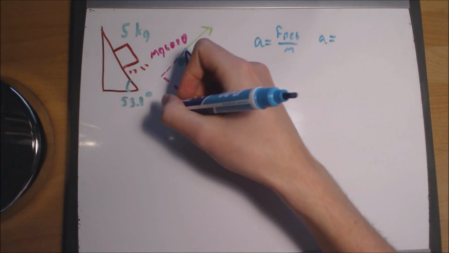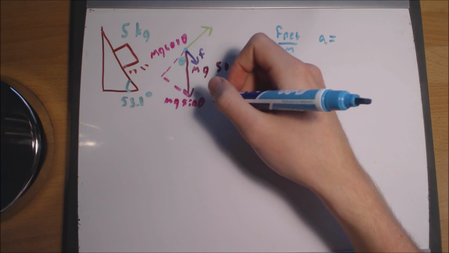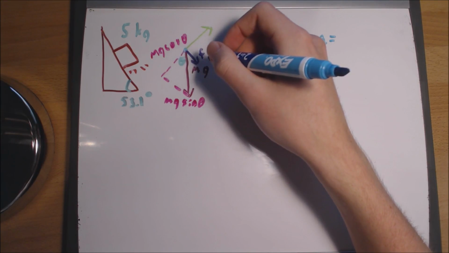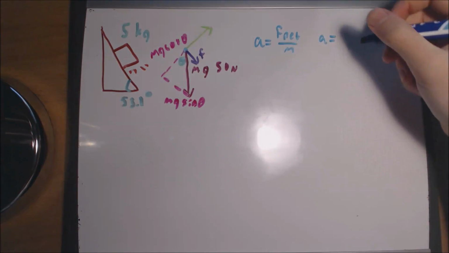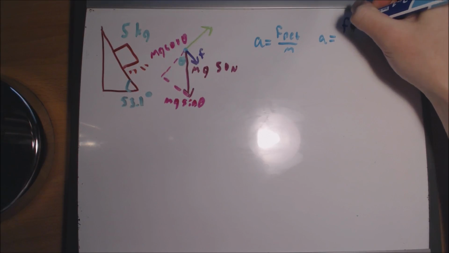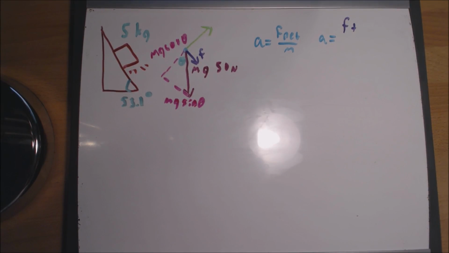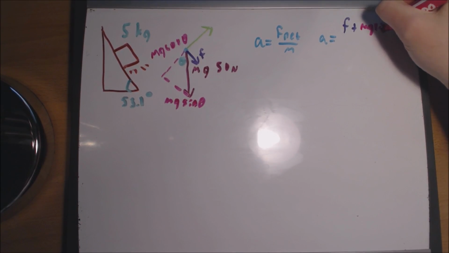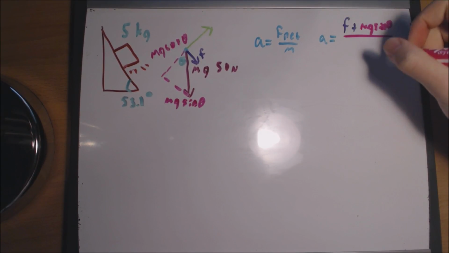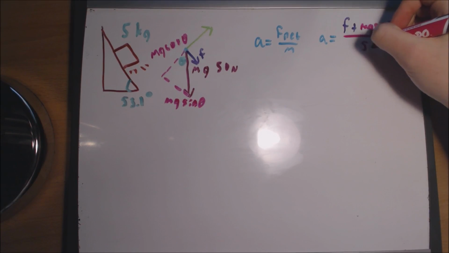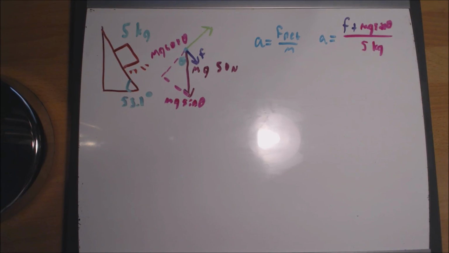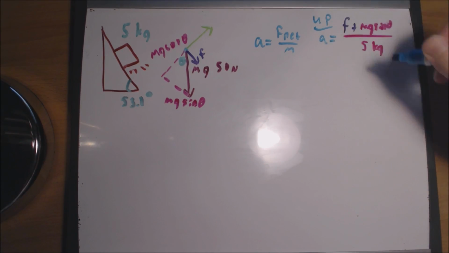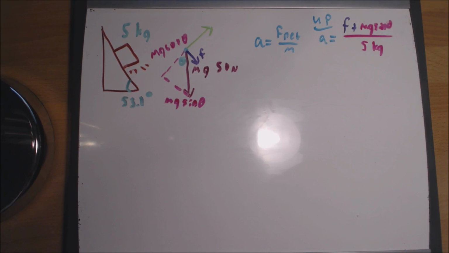But we do know that this mg sine theta, which is the x component of our mg, and our frictional force are going to be the net forces on the block. So we have F plus mg sine theta, divided by our mass, 5 kilograms. So that's when it's going up.